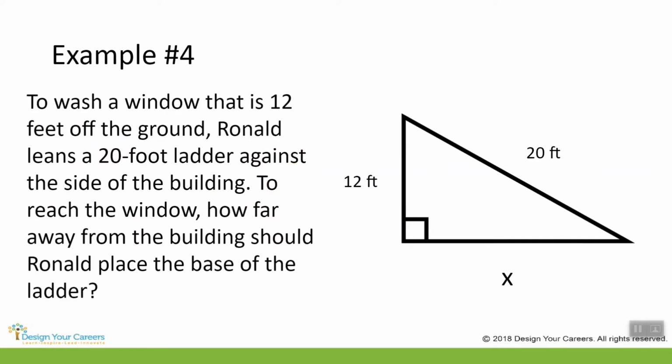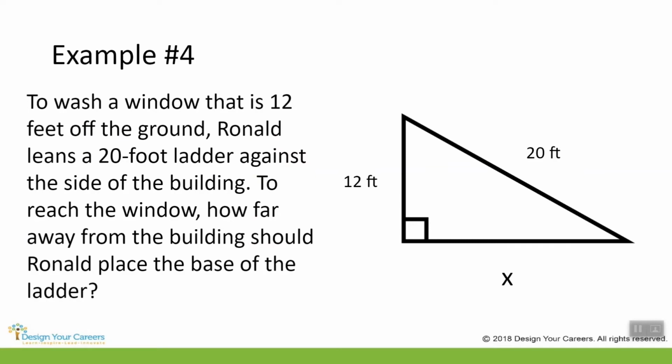Example number 4. Now we have a word problem. To wash a window that is 12 feet off the ground, Ronald leans a 20-foot ladder against the side of the building. To reach the window, how far away from the building should Ronald place the base of the ladder? So I've drawn a diagram here of the problem.